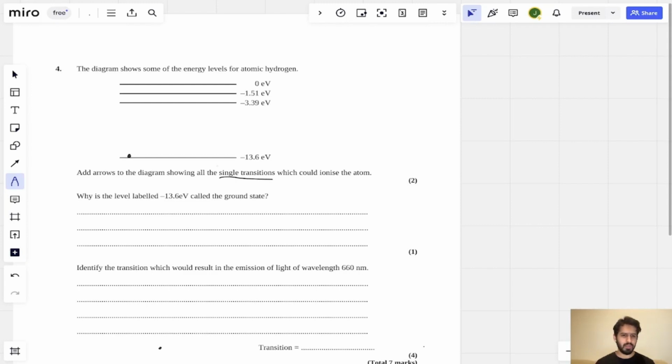So the first transition will be from the ground state directly to the zero energy level. The second transition will be from negative 3.39, and the third one can be from negative 1.51 to 0.